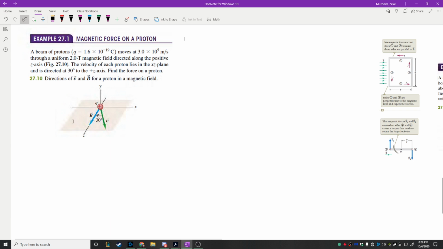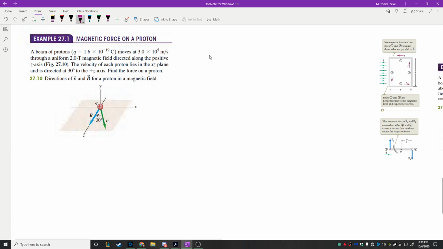We've got this picture. We've got a charged particle, a beam of protons, so that's their charge, moving at 3 times 10 to the 5th meters per second through a uniform 2 Tesla magnetic field directed along the positive z-axis, so the magnetic field points this way. The velocity of each proton lies in the xz plane and is directed at 30 degrees to the positive z-axis here. We want to find the force on the proton. We want to include the magnitude and direction.